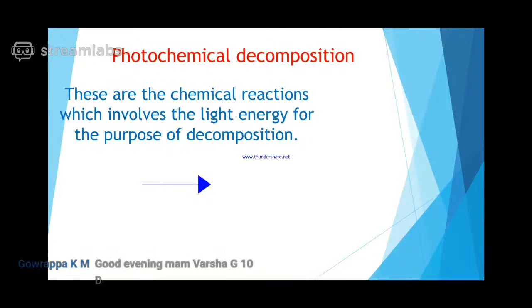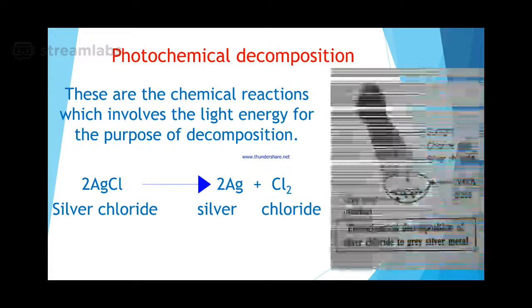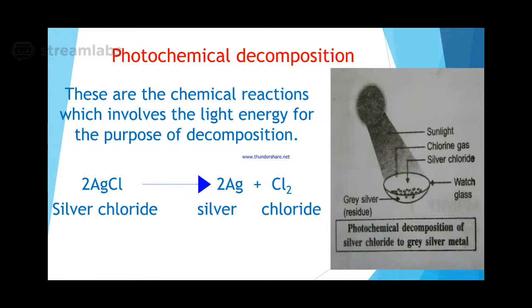And next, with the help of light energy, the chemical reaction takes place, that is, decomposition takes place in the presence of sunlight, and that is known as photochemical decomposition. When silver chloride is subjected to sunlight, silver metal is formed from the chloride because of photochemical decomposition.